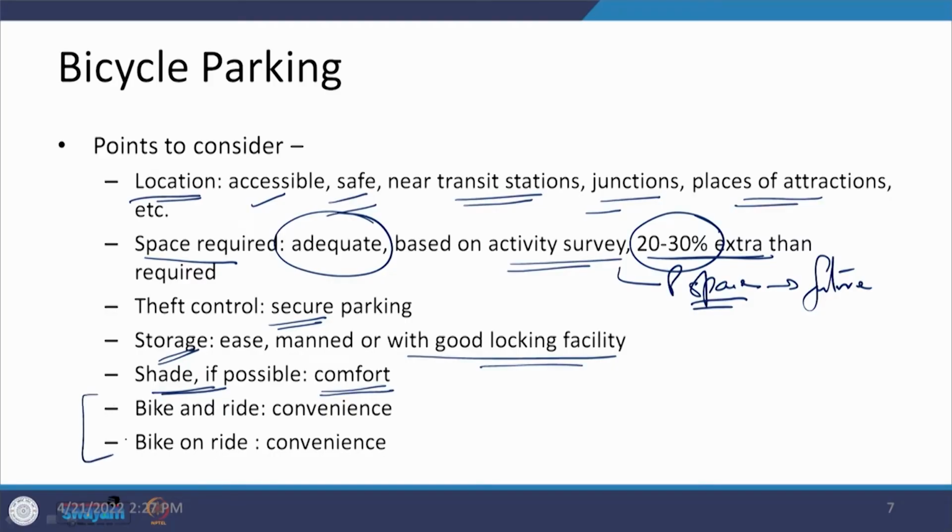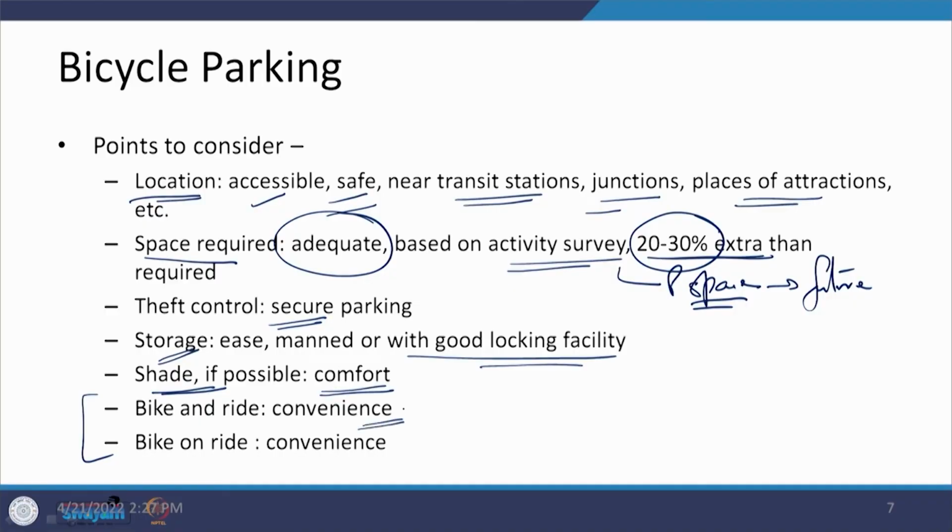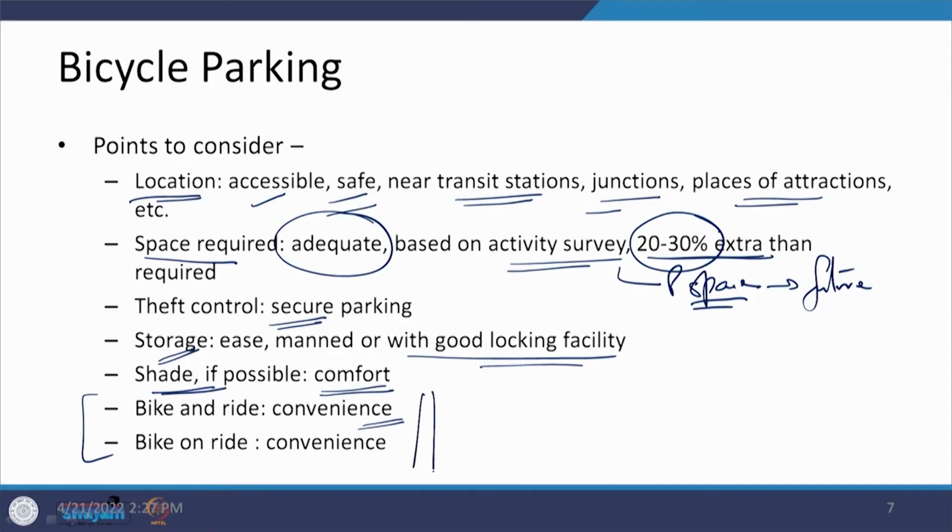There may be two other variants, like bike and ride. That means you are using it in combination with a public transport system. It can be a bus system, it can be a train system. So, whether it is convenient to use this particular type of facility, in the sense that are we going to park our bicycle there, or the bicycle can be parked within the vehicle or outside the vehicle in which you are riding as a public transport vehicle. So, that is another possibility. So, these two things are also important when we are trying to provide many other aspects related to bicycles.